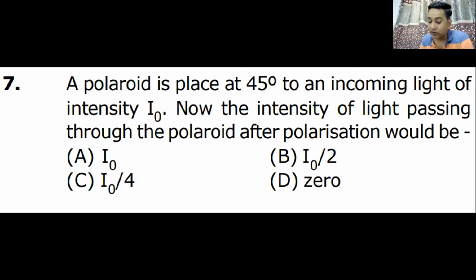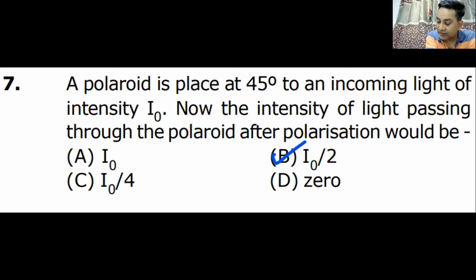A polaroid is placed at an angle of 45 degrees to an incoming light of intensity I naught. B. Wow, well done. Do not get confused, because the first light is unpolarized light. After polarization, the light becomes I naught by 2. I was telling you many times that you must remember these simple facts.